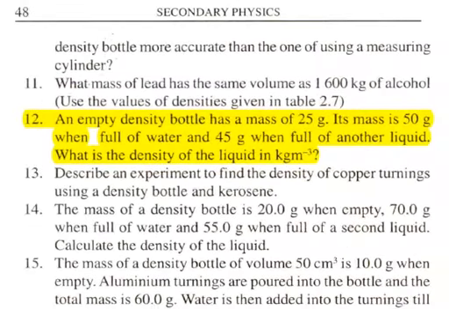This question is similar to question 14. I have described question 14 in detail, so I'd like you to do question number 14 before you do question number 12. However, let's just go through it. We are told that an empty density bottle has a mass of 25 grams. Its mass is 50 grams when full of water and 45 grams when full of another liquid. What is the density of the liquid in kilograms per meters cubed?